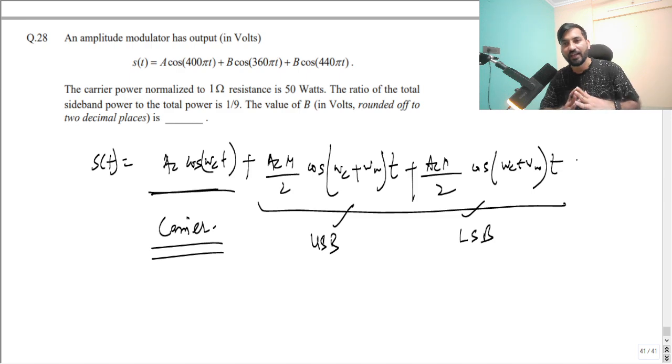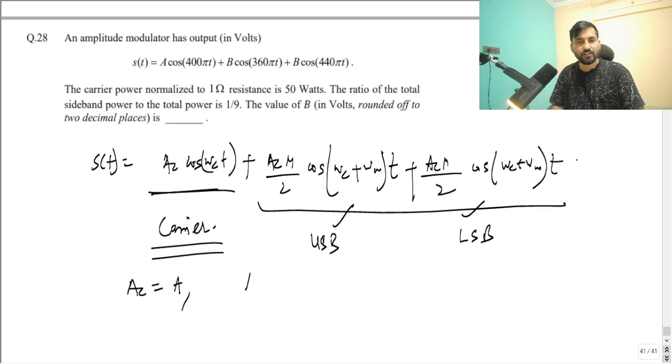Take care. But look at the amount of effort that you're going to put in here. Since carrier power is given, you don't have to worry about this Ac value and all, right? Okay, just compare this. So I'm just going to compare, right? So here Ac is nothing but A, right? And Ac mu by 2 is nothing but B, right?